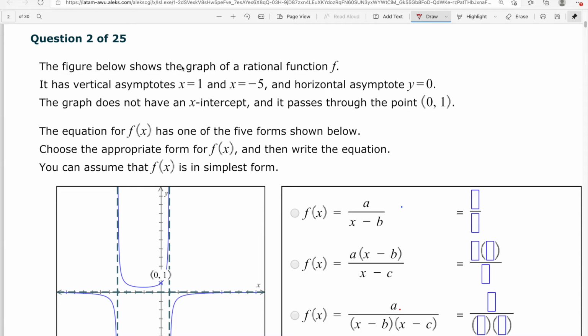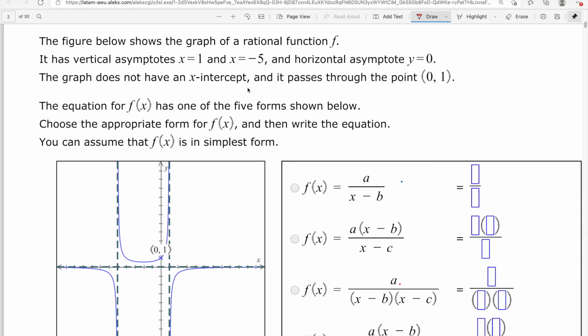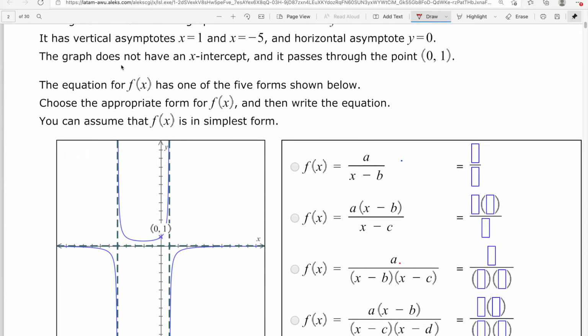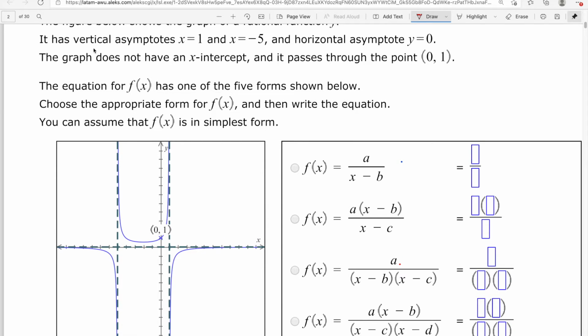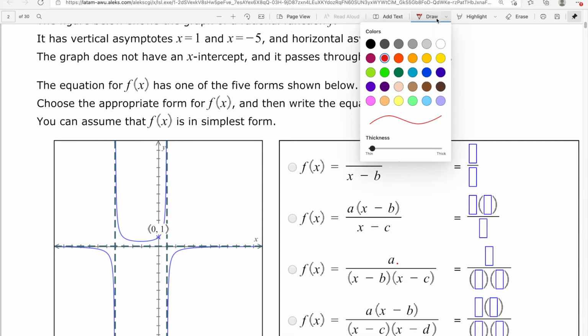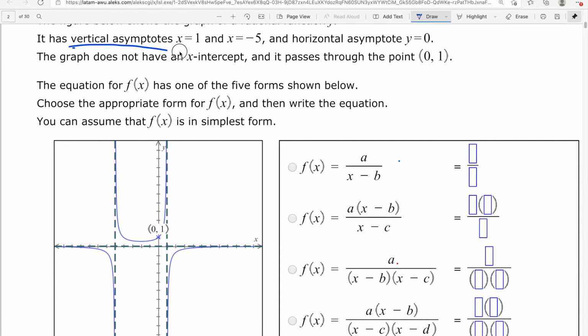Okay, so I'm gonna practice some of the problems that can help you out with basically everything about rational functions, which is this type of problem. We're given a graph, and in this case, they're already giving us the vertical asymptotes. And we're given the horizontal asymptote. We're told there are no x-intercepts, which could also be interpreted as zeros or roots. And it passes through the point (0, 1).